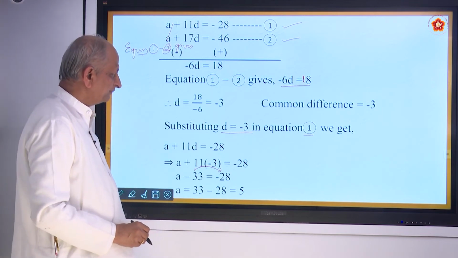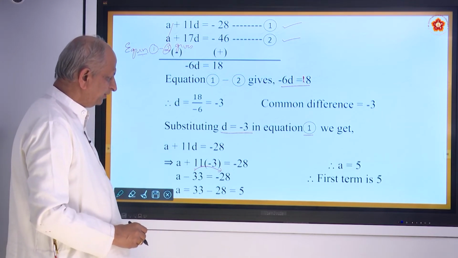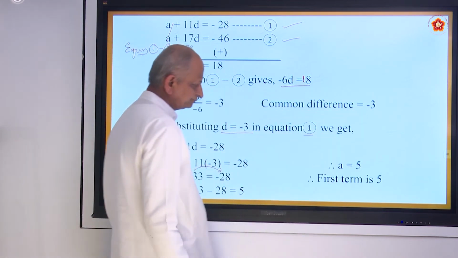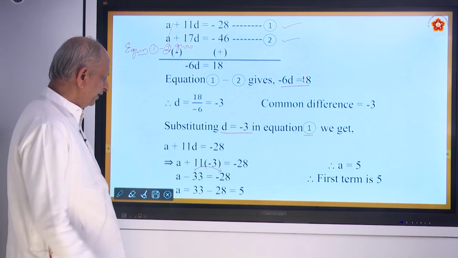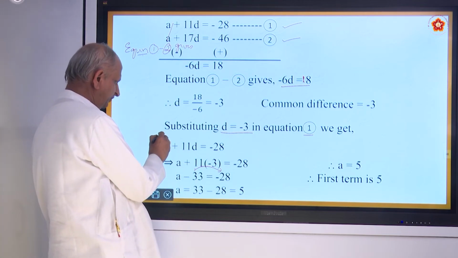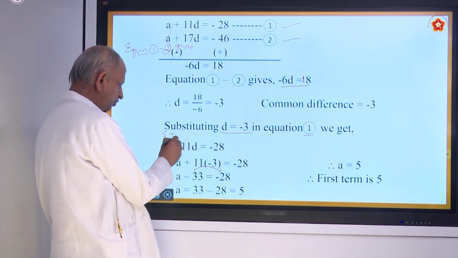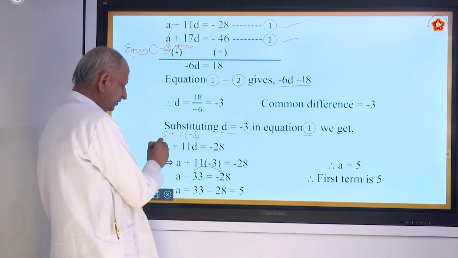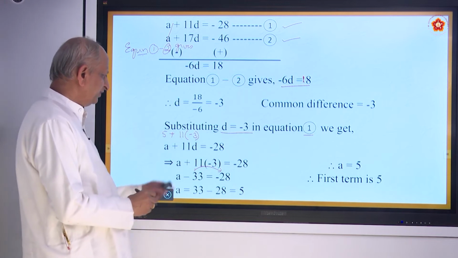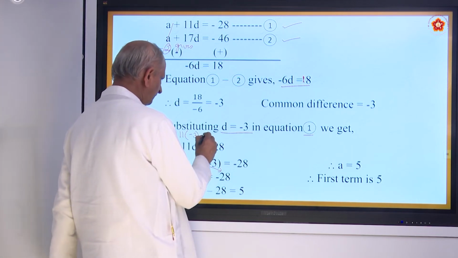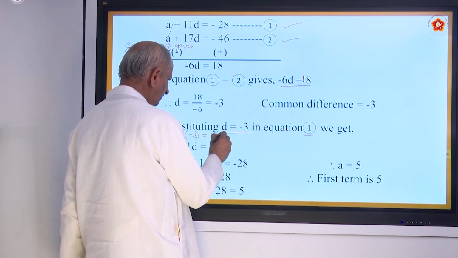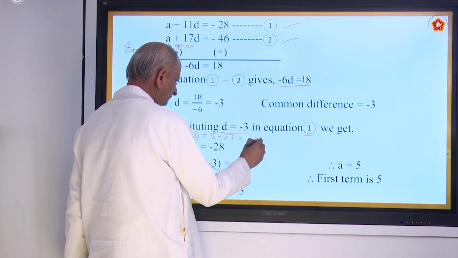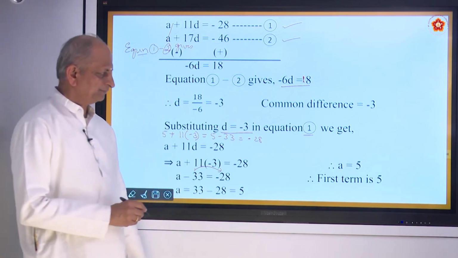So what is the answer you get? First term is 5. Common difference is minus 3. If you want, you can verify here. First term is 5, common difference is minus 3. So 5 minus 33, and it will be equal to minus 28. So that is the equation.